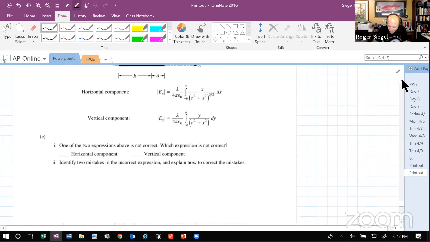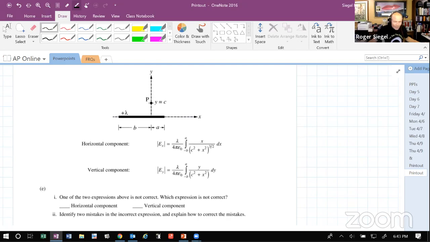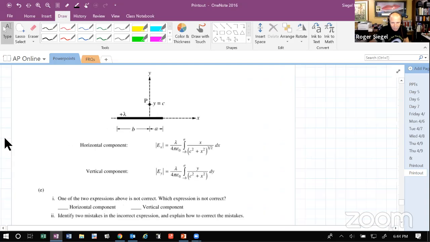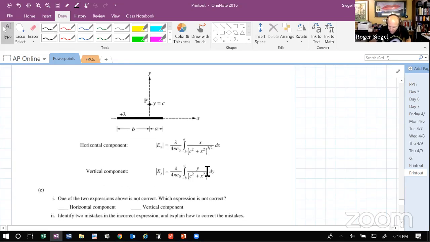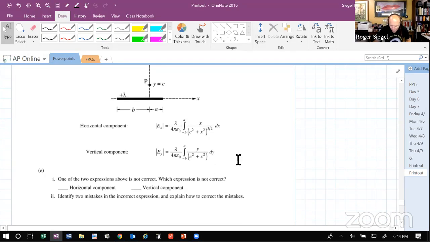Now, the last thing before we go is I want to look at this one. We have no idea what this year's test is going to be like, but this is a problem that I think a lot of students struggled with when it came through because they weren't used to doing the integration. It says one of the two expressions is not correct for the horizontal and the vertical component of the electric field. Which one? This is going to be our last problem for the night. Let's take a look. Which one of these do you think is wrong?